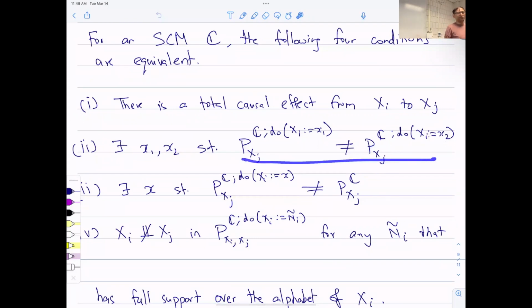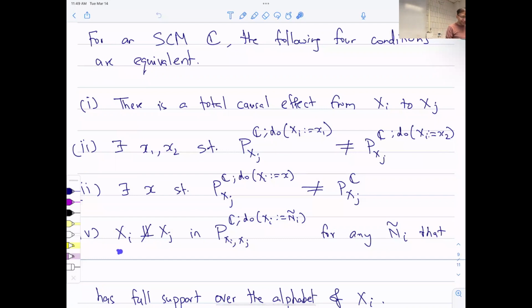This is the definition that makes most sense to me. I do something upstream, and that changes the distribution on something on the other node. I do something else, it changes the distribution. That means doing the atomic intervention there has an effect. This is the way I've been motivating causality in some sense. So this is the definition. 3, there exists an x such that the intervention distribution is different from the original distribution when marginalized on xj. That's another way to show this.